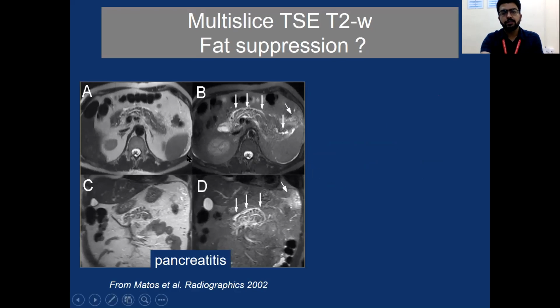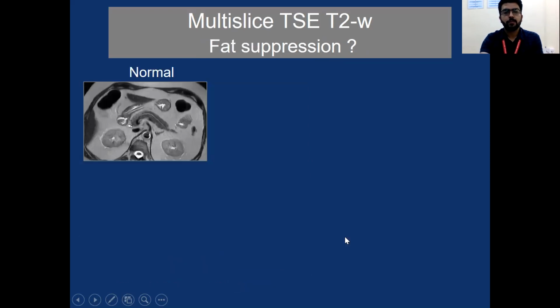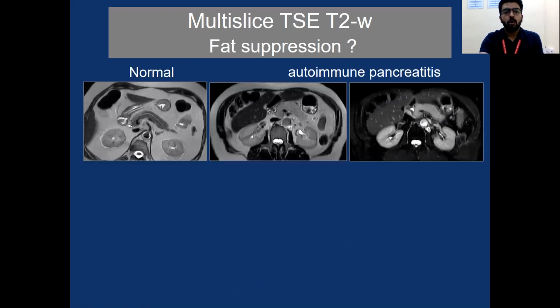These are the axial section images of multi-slice T2 weighted fat suppressed imaging showing pancreatitis that we can appreciate. The arrowheads show pancreatitis. These are the coronal weighted images showing intraductal papillary mucinous neoplasm. This is the normal axial section, and these are the cases showing autoimmune pancreatitis.